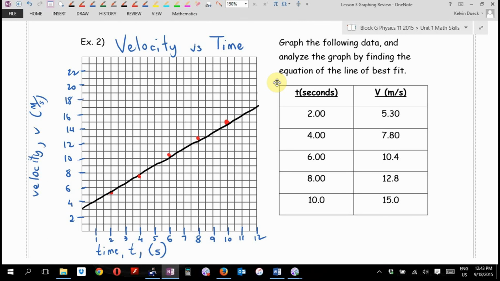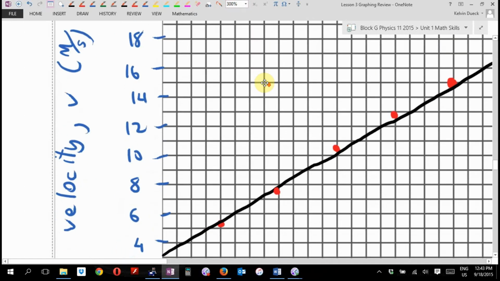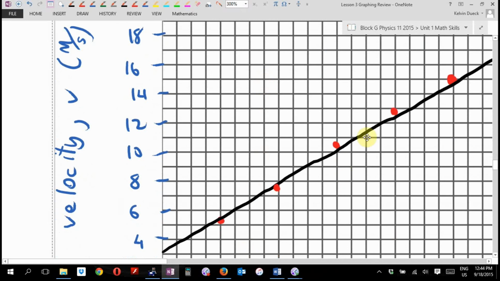So, now what? It says, graph the following data, check, and then analyze the graph by finding the equation of the line. First thing we need to do is find the slope. Slope is what over what? Rise over run. Now that I've drawn a line, I'm going to find the slope of the line, not of the points, and I'm going to zoom in for a second. Look up. If I was trying to find the slope, why wouldn't I use this point right here? Why would this be a silly point to use?